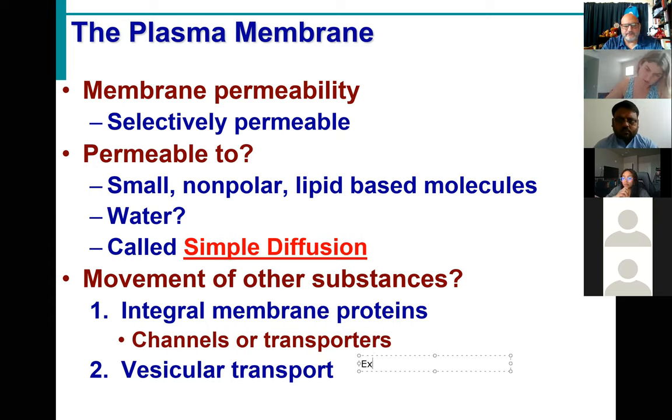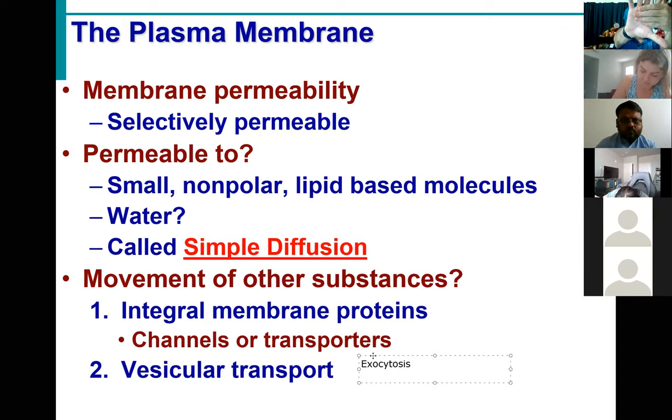Exocytosis, excellent. And conversely, we can attach something to the outer surface of the plasma membrane, wrap our plasma membrane around it, and bring it into the cell. And what did we call that process? Endocytosis, excellent. So exocytosis and endocytosis using vesicles is another way we can get large things or large amounts of things into and out of the cells.